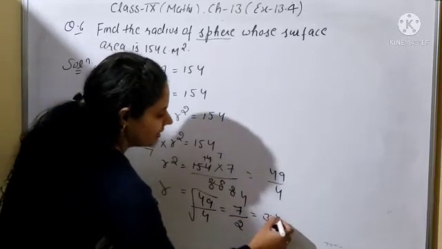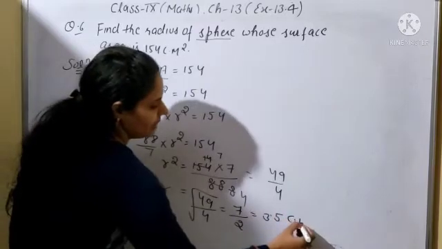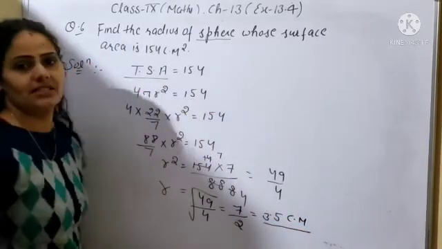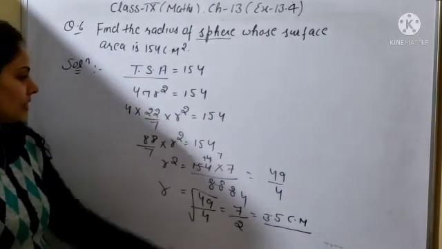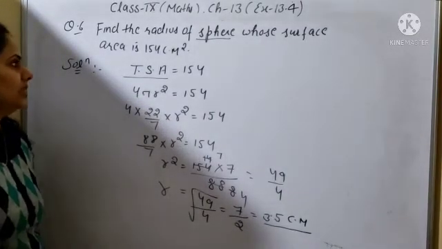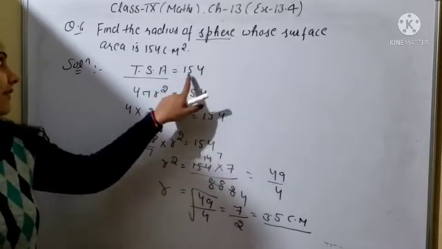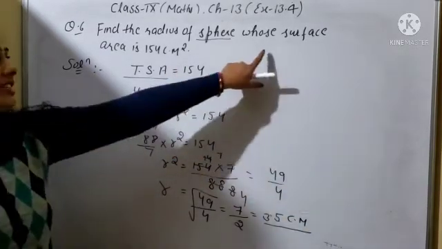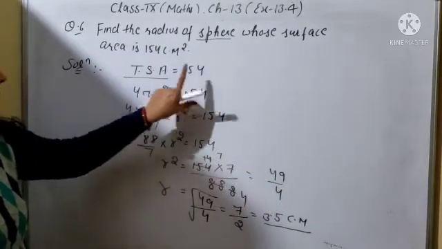When you write it in decimal, it is 3.5, and it is given that the area is in centimeter square, so this one is the radius, and radius will be in centimeter only. So this one will be the radius of the sphere. So it was a very simple question. Total surface area is given, 154 centimeter square. Only surface area is given, it means the total surface area is given.